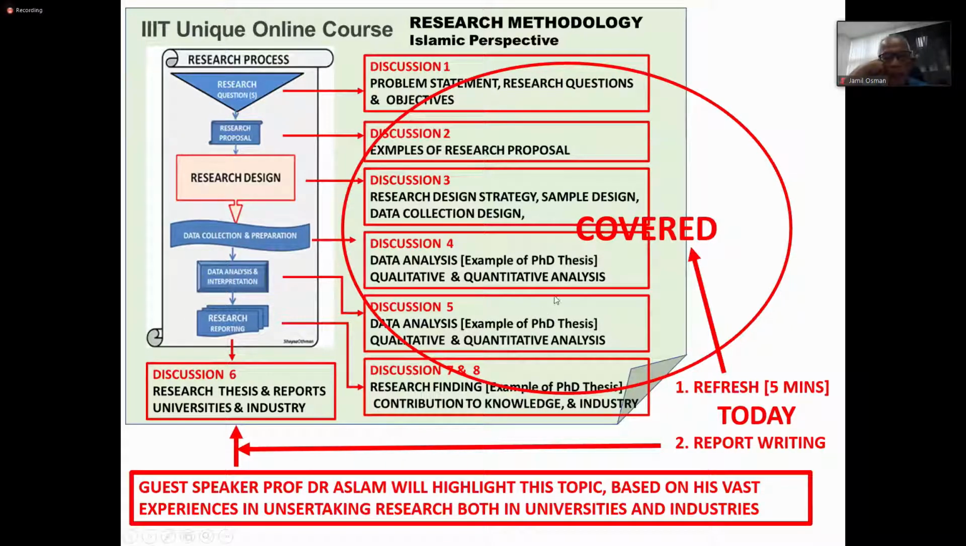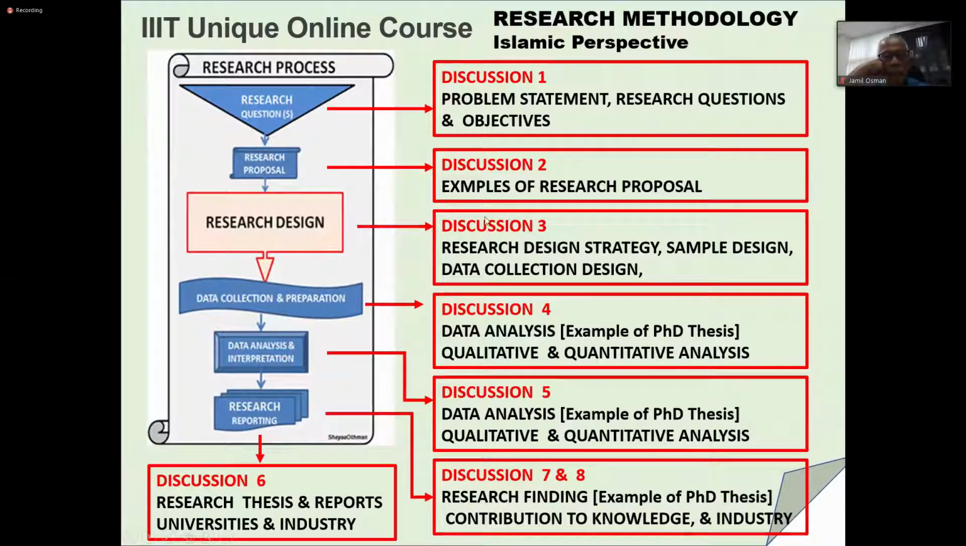So here, I just try to highlight certain salient issues that we have discussed. In discussion 1, we discussed the problem statement. We should not get involved in the symptom. Most researchers get into the symptom, not the problem. For example, in COVID analysis, we don't look into symptoms like fever and high temperature. They are symptoms, but the real problem is different. It's the difference in how the virus has been transmitted and so on. That is the big problem, and then we are able to come out with research questions and objectives.